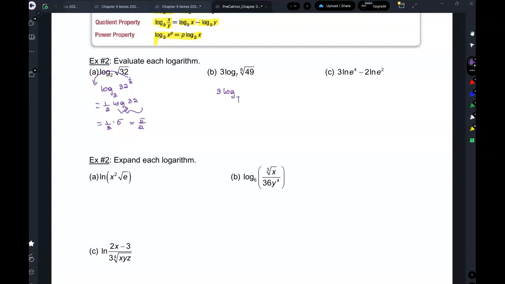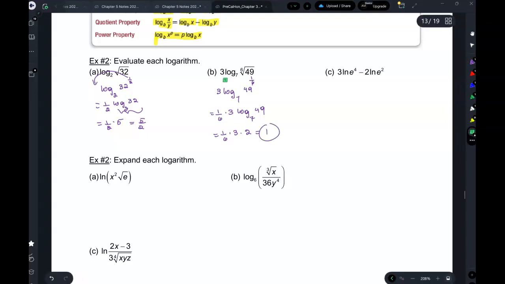So this is log base 7 of 49 to the 1/6, sorry. The 1/6 comes down, times 3 log base 7 of 49. So this is 1/6 times 3 times 2. That's just a 1. Isn't that cool how this seemingly complicated little thing just turns into a 1? How cool is that?